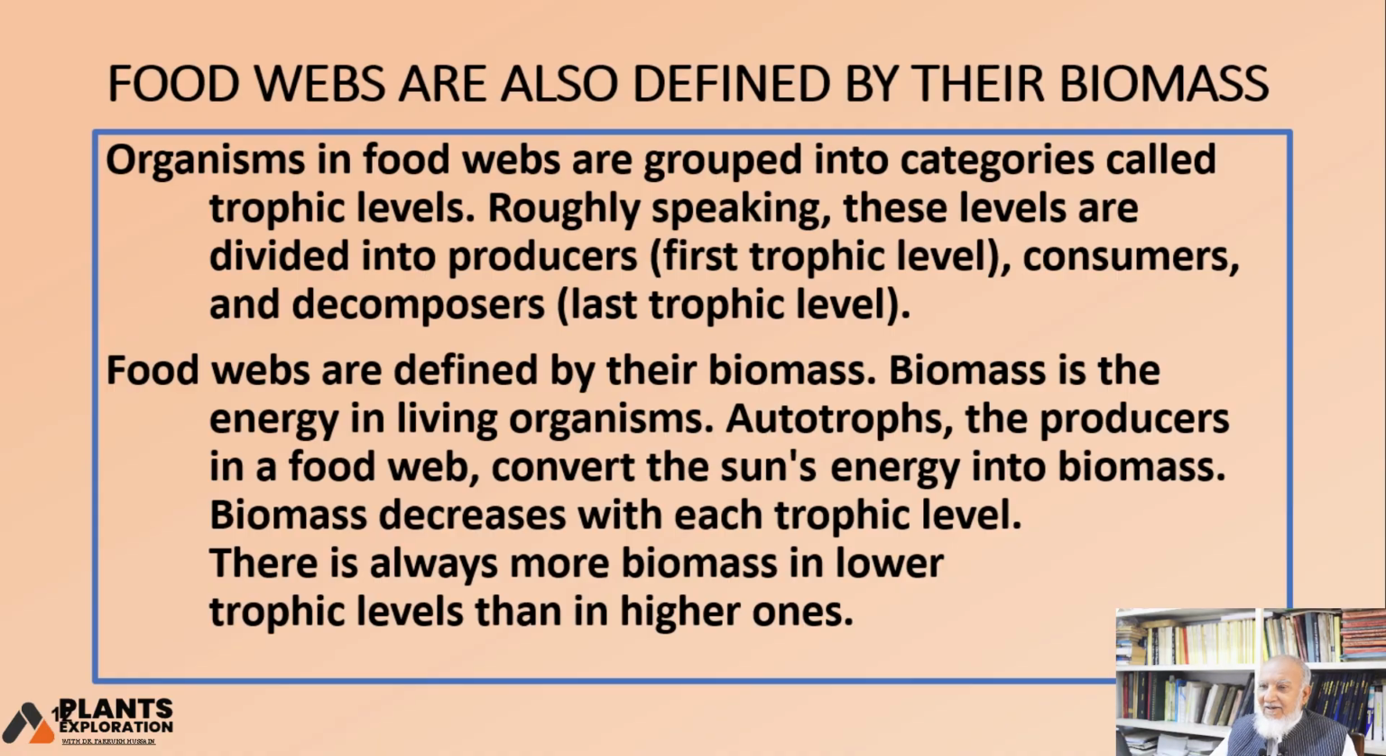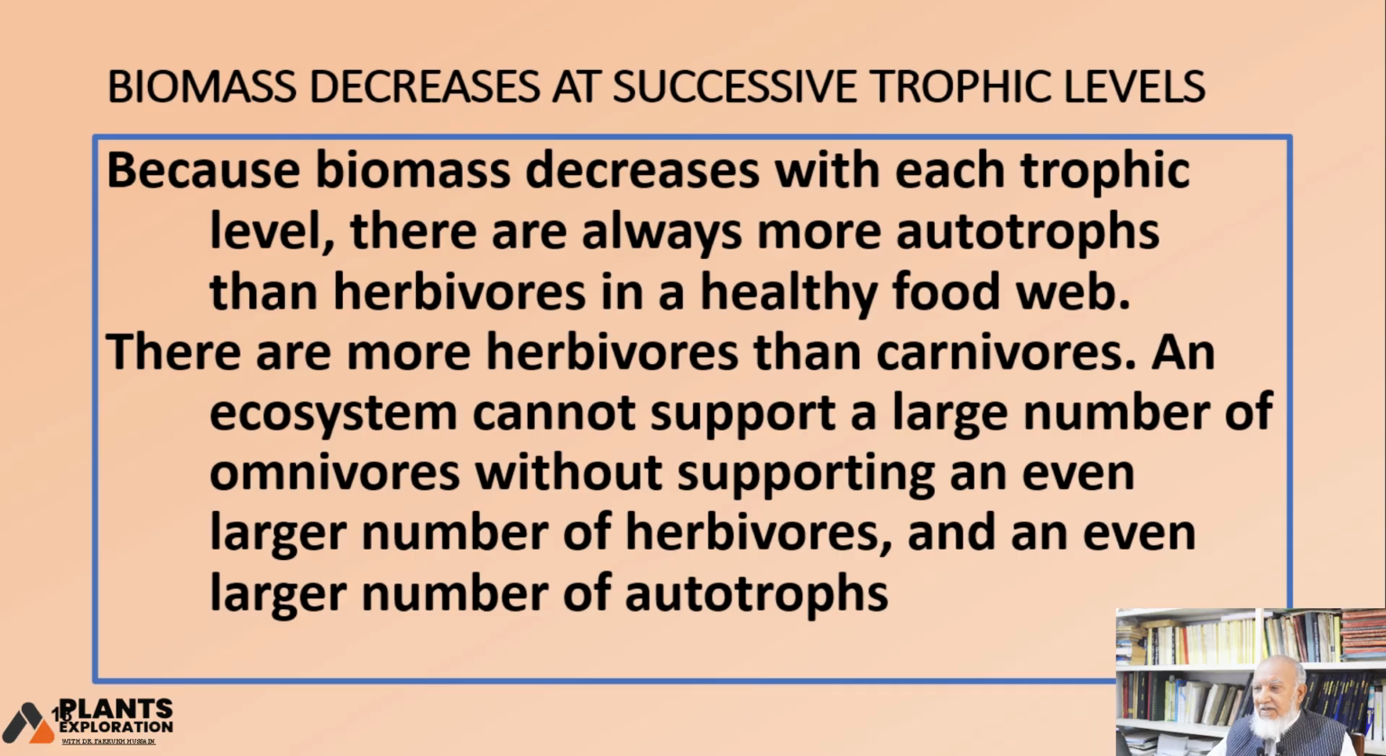Because biomass decreases with each trophic level, there are always more autotrophs than herbivores in a healthy ecosystem. There are more herbivores than carnivores. An ecosystem cannot support a large number of omnivores without supporting an even larger number of herbivores and an even larger number of autotrophs.